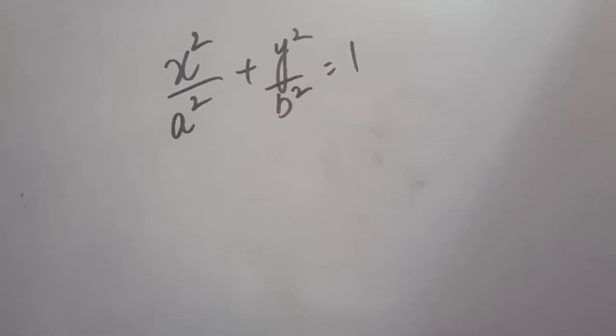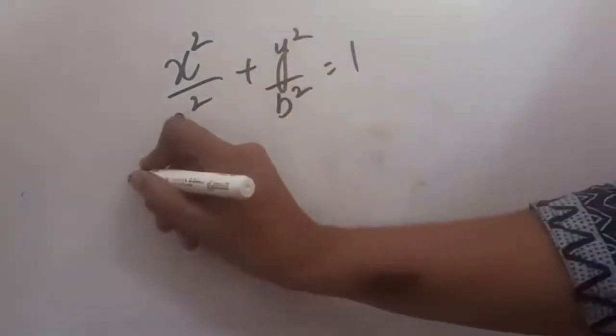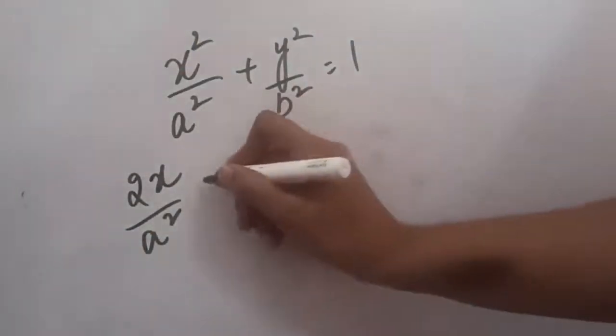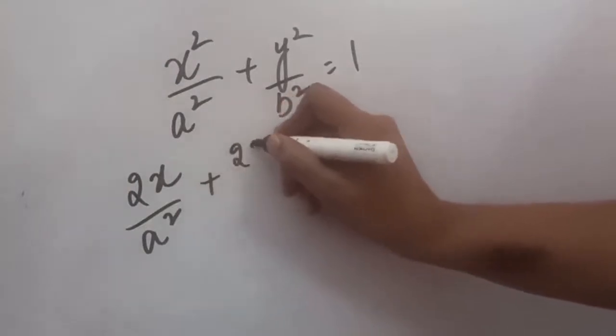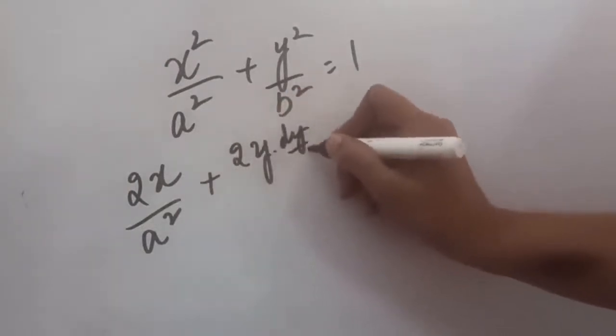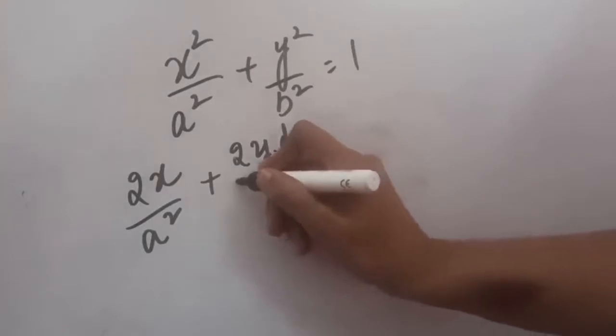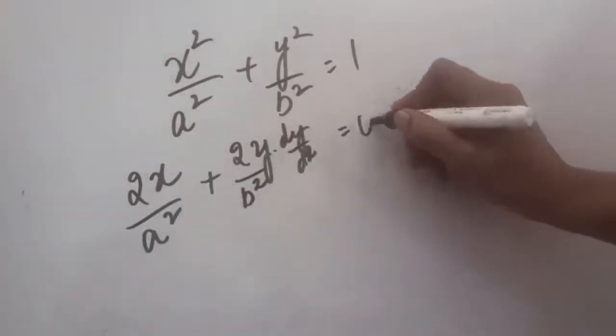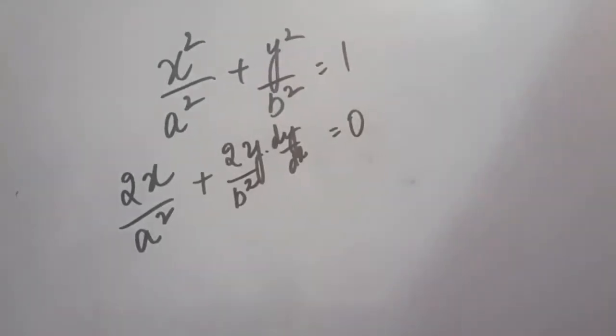Another example of an implicit function can be like this: x square upon a square plus y square upon b square is equal to 1. So we can differentiate on both the sides. When we differentiate on the left hand side, it will be 2x upon a square, if we take a square outside first, plus 2y into dy upon dx divided by b square. And differentiating on the right hand side, of course, we will get a 0 only.